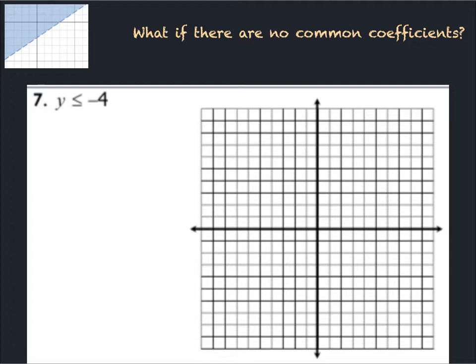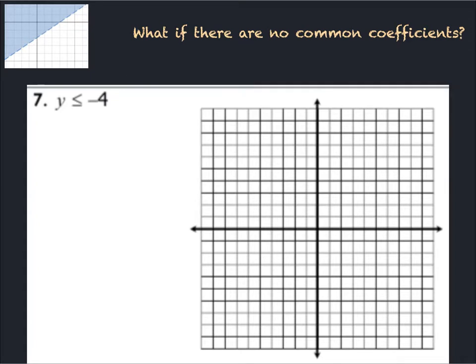y is less than or equal to negative 4. So remember, this was y is equal to negative 4 when we were graphing lines on a coordinate plane. Anytime it was y equals a number, it meant we were going to be dealing with a horizontal line. And because this is y equals negative 4, it would have been a horizontal line at negative 4. Whereas if it would have been x equals negative 4, then it would have been a vertical line on negative 4. So with inequalities, it's very similar.